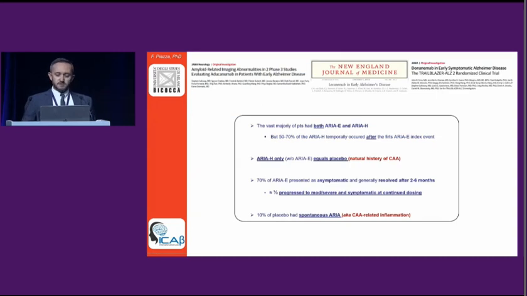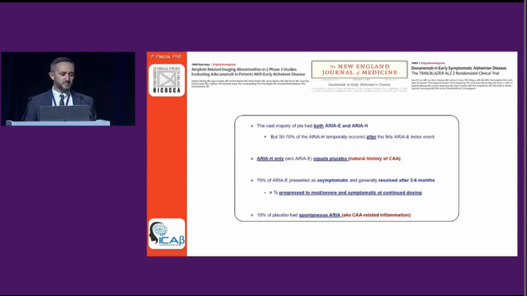So also, the fact that we found that these ARIA-H occur after ARIA-E is very interesting, because it confirms all the evidence that is very well reproduced in all the phase 3 clinical trials of these 3 drugs that have been approved or are under approval. In fact, the vast majority of patients develop both ARIA-E and ARIA-H, but 50 to 70% of the ARIA-H temporally occur after the first ARIA-E index event, while ARIA-H only, without concomitant ARIA-E, equals placebo.